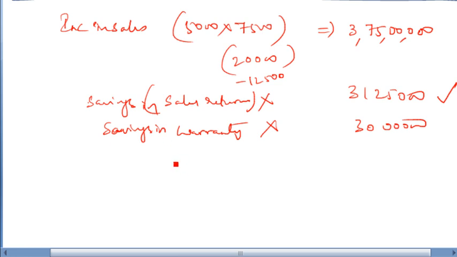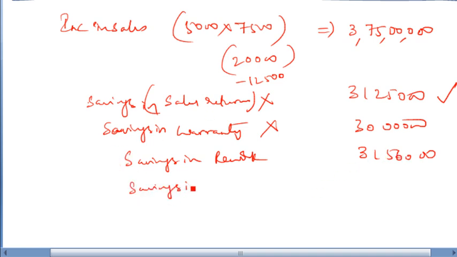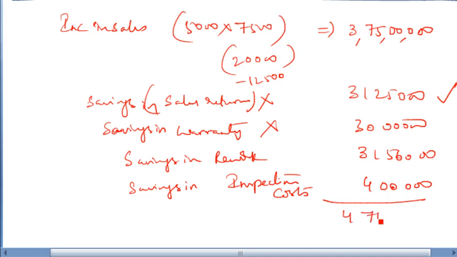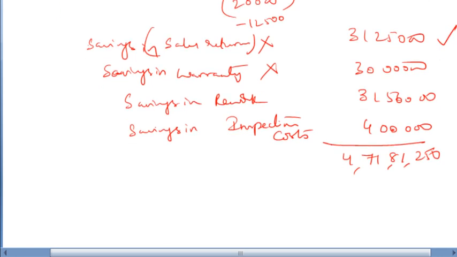So savings in warranty, savings in sales returns, then savings in rework. Earlier you used to spend 31 lakh 56,000. Now you are not going to spend that. Then savings in inspection cost. Earlier it used to be 10 lakh. Now it has come down to 6 lakhs. So which means there is a savings of 4 lakhs. So total benefit for you will be 4 crore 71 lakhs 81,250. Total benefit for the company, right? Okay, so that's the total benefit for the company.